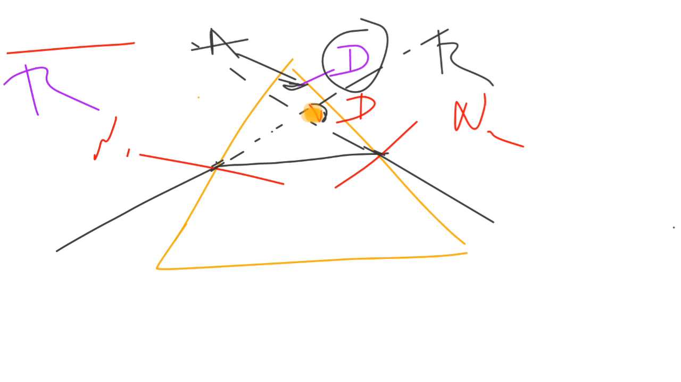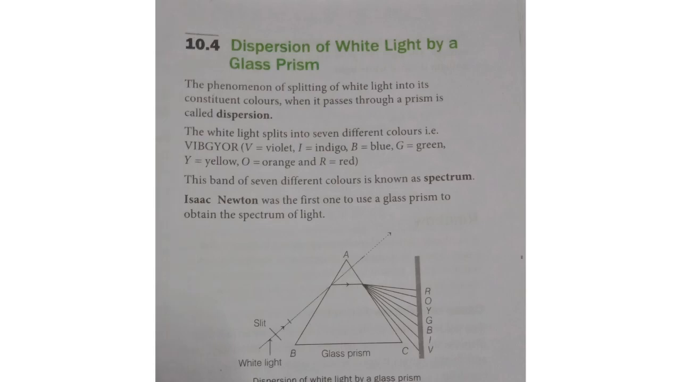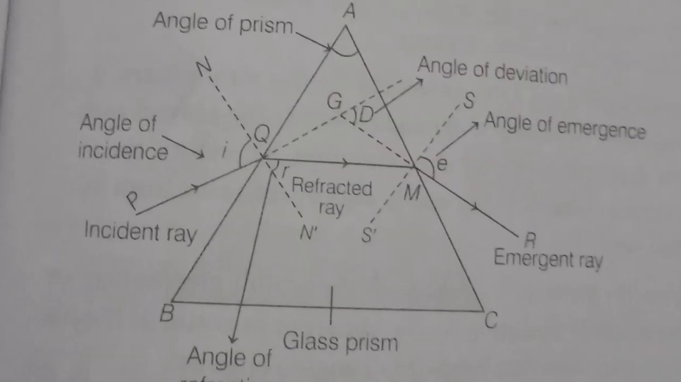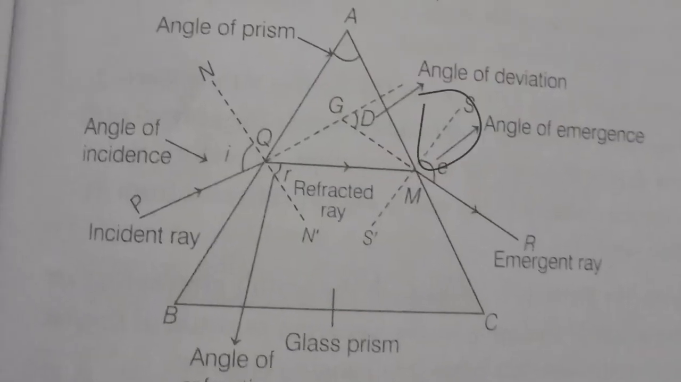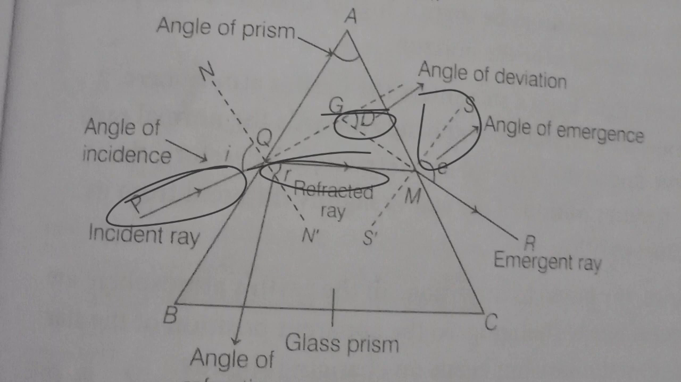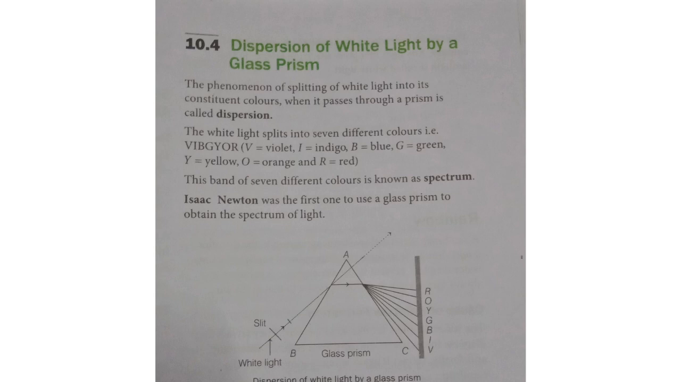Now let us discuss it through a clear diagram. Here it is normal, it is angle of deviation, it is incident ray, it is refracted ray, and that is emergent ray. This is the angle of prism. Okay, so I hope it is clear too. This is a very easy diagram. You should try this. Now let us discuss the dispersion of white light by a glass prism.